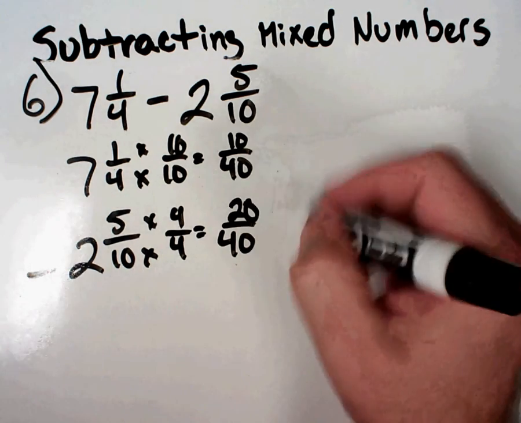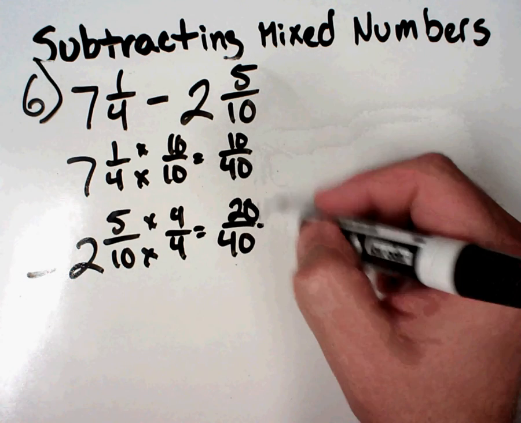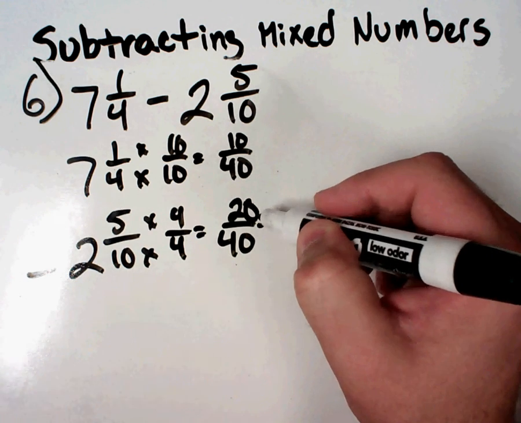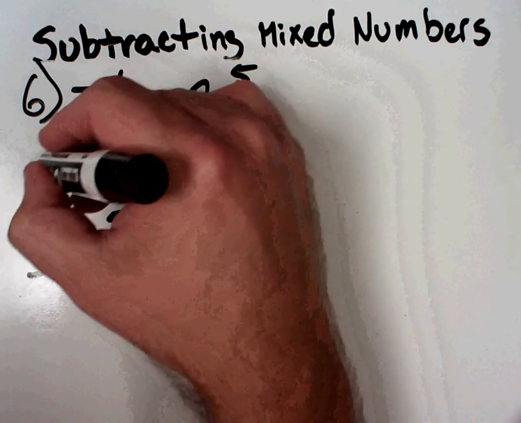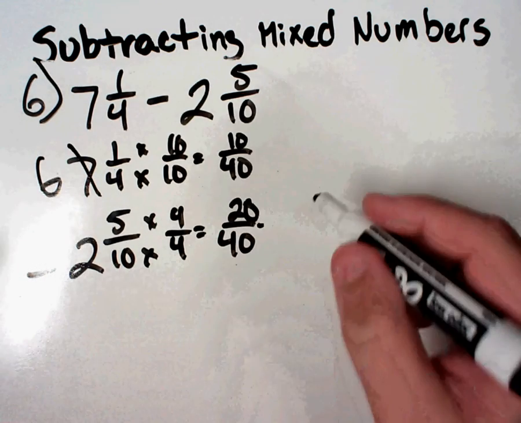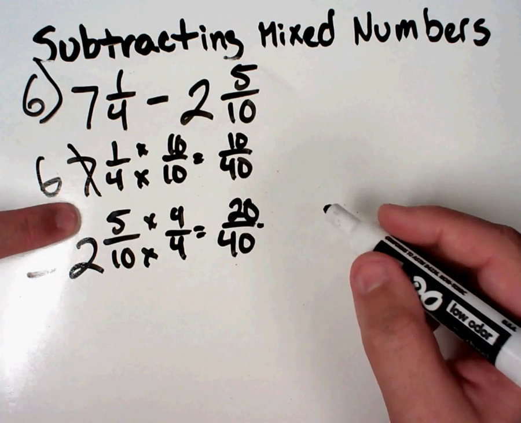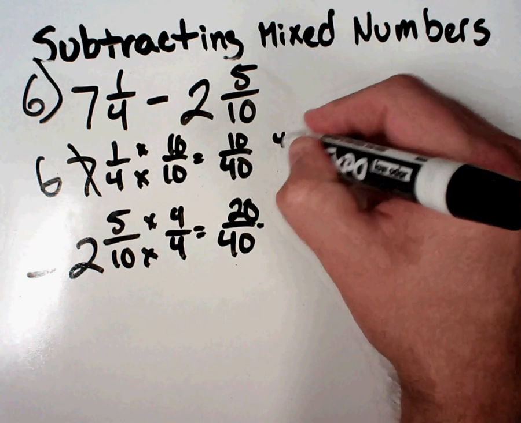All right, now here, because 10 is less than 20, I'm going to have to regroup. So my 7 will become a 6. And that one whole that I'm pulling out, that's going to become 40 over 40.